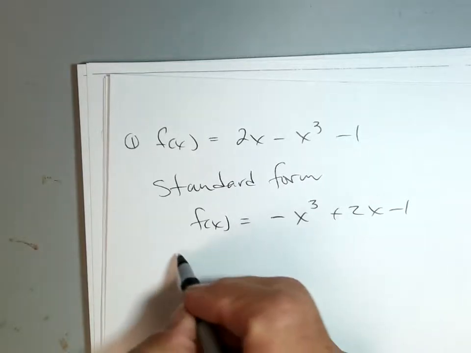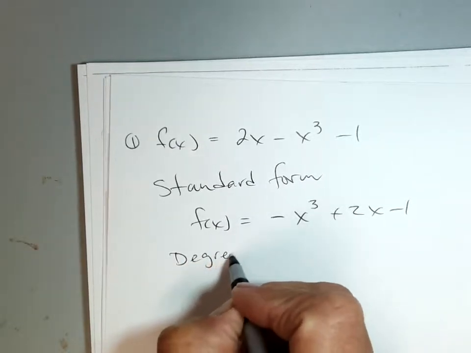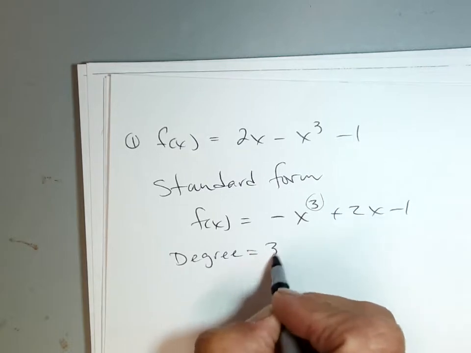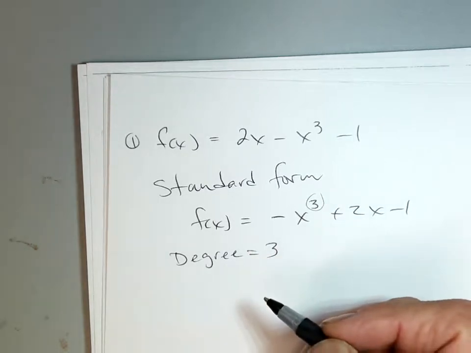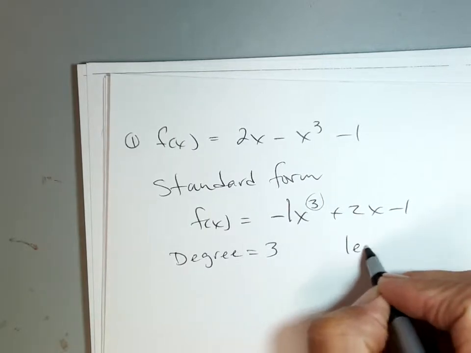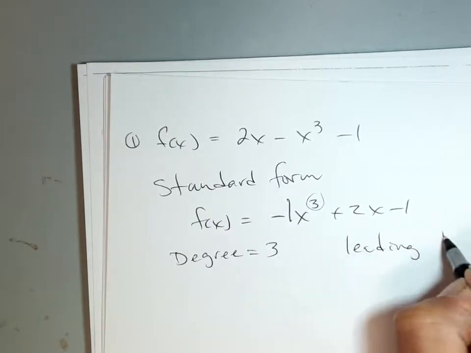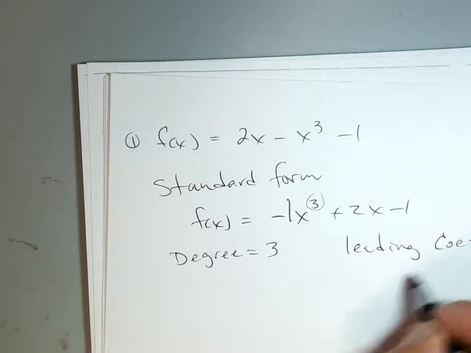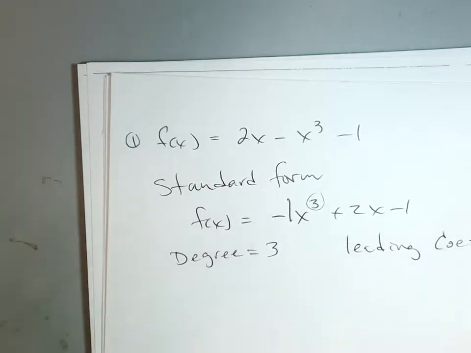Okay, degree. It's just the biggest exponent. Degree is 3. Okay? The leading coefficient is -1 because it's the number in front of the biggest term. Okay. We need the local max and local min.